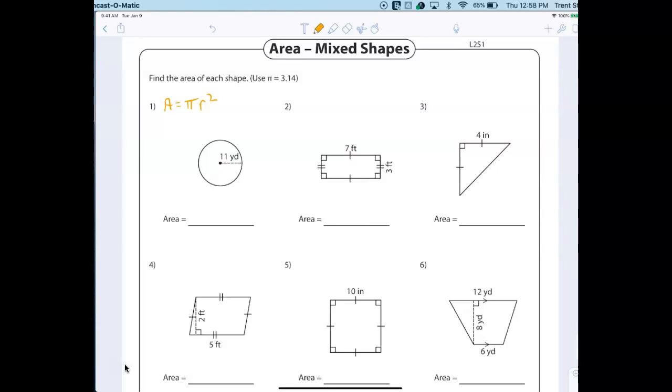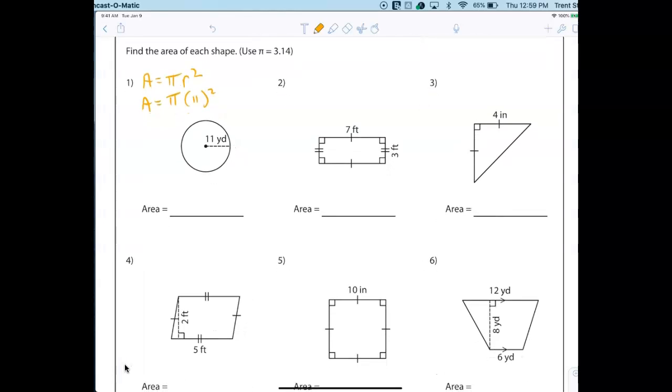And now, the radius, Oscar, is what? 11. So pi times 11 squared. And now tell me what that is. 380.13. About 380 point what? 13. And then what are our units? Yards. Yards what? Squared. Yeah, because we measure area with squares. Perfect. That's what I want to see.